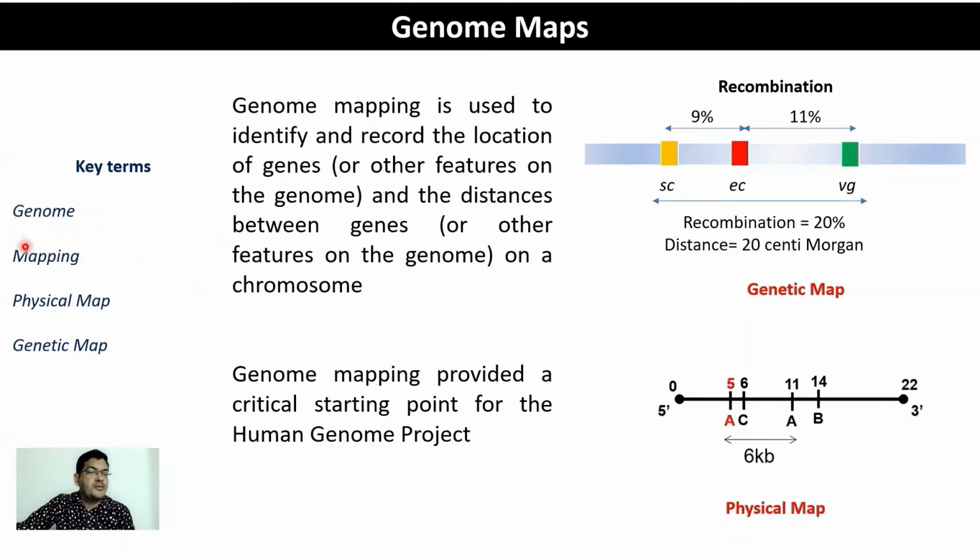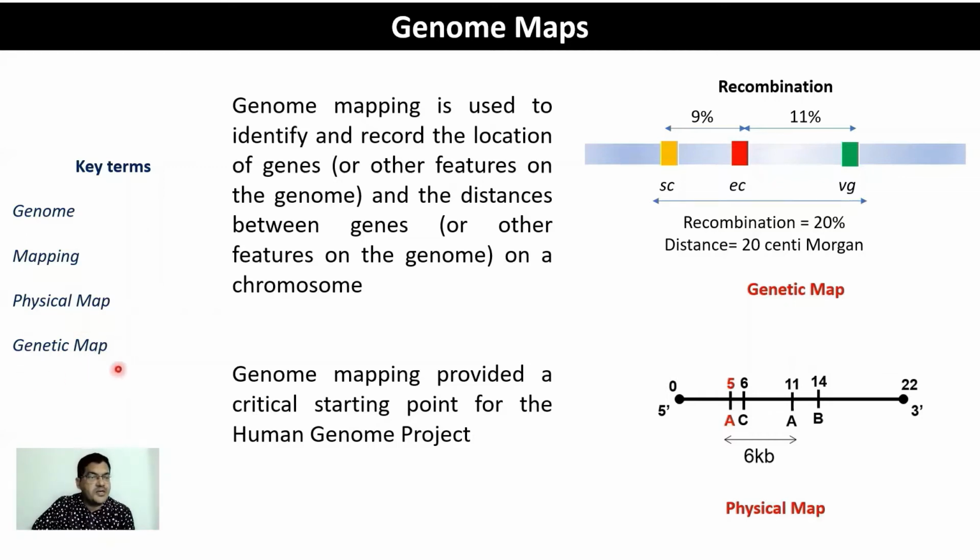So then mapping, of course, is where you want to exactly place on the genome what is the position of gene A, gene B, or other specific features, like let's say position of repeat or position of promoter. You could have a physical map where the distance between two features in the map is given in terms of the number of base pairs that separate them.